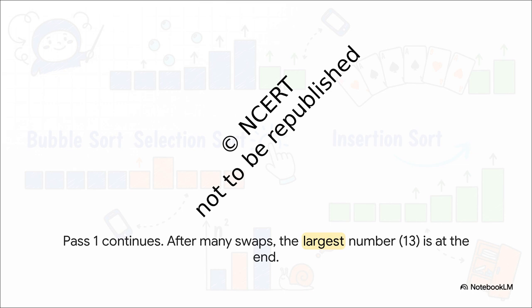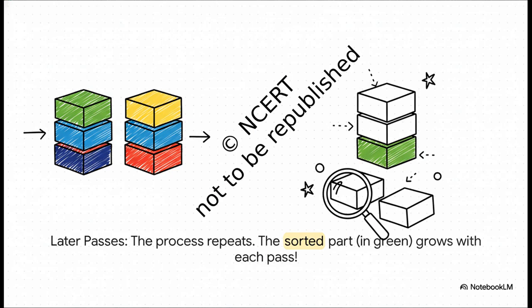It's sorted. Now, for the next pass, we do the exact same thing again, but here's the smart part. We can completely ignore the number 13 because we know it's already in the right place. So with every pass, the list we have to check gets a little smaller, and our sorted section, which you can see in green, keeps growing from the right side.